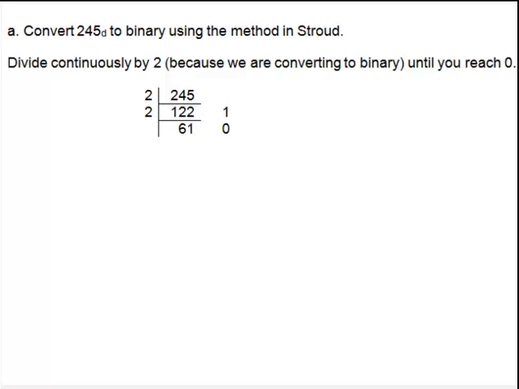So we divide 122 by 2. 2 goes into 12 6 times, 2 goes into 2 once, and there's no remainder. Divide 61 by 2 and we get the answer of 30 with the remainder 1. Divide 30 by 2, we get 15, remainder 0. Divide 15 by 2, we get 7, remainder 1.